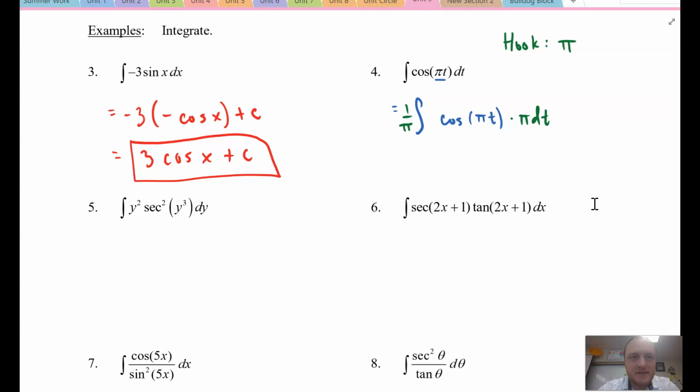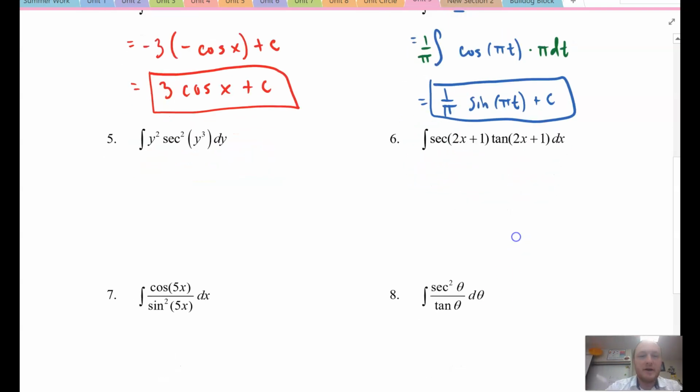Okay, so this is going to be 1 over pi. Now the integral of cosine is sine of pi t plus c. And we're done. All right, next one.